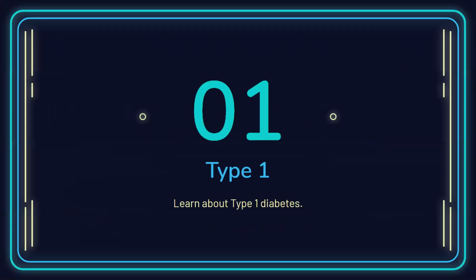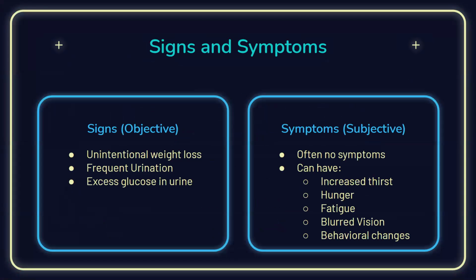So to start off, type 1 diabetes. Let's look first at the signs and symptoms that someone might have type 1 diabetes. Some objective signs that someone might have diabetes are unintentional weight loss, frequent urination, and excess glucose in the urine. And we're going to talk about why these are telltale signs of type 1 diabetes.